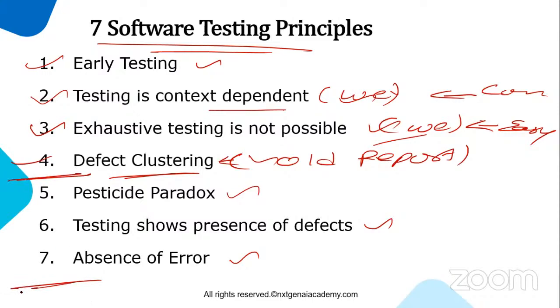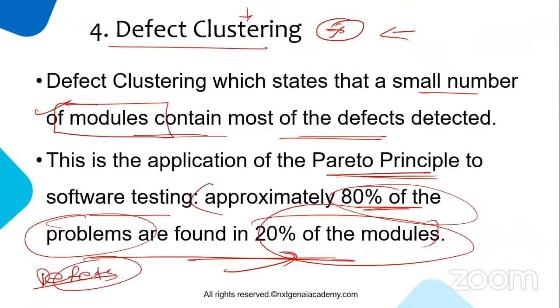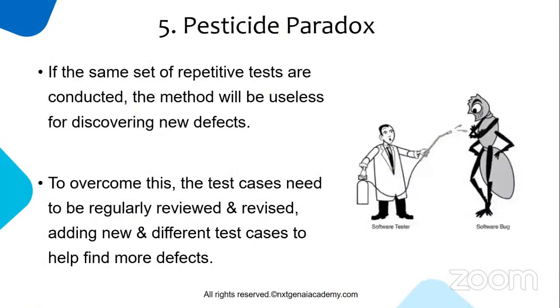Let's focus on the fifth one. Pesticide paradox. Agriculture guys know one thing. They use pesticides to kill unwanted insects, right, which spoil the crop or whatever it is.